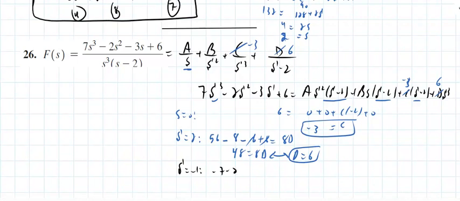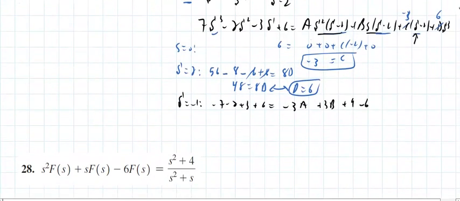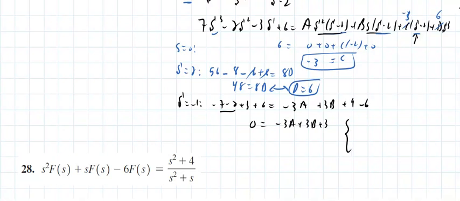I'll get negative 7 minus 2 plus 3 plus 6 equals negative 3a. If you put a negative 1 there, negative 1 there, it's going to be negative times a negative plus 3b. And negative 1 in there, that's plus 9 minus 6. So here, I would say that 9 minus 9 is 0, equals negative 3a plus 3b plus 3, or simply I could say negative a plus 3b equals negative 1.